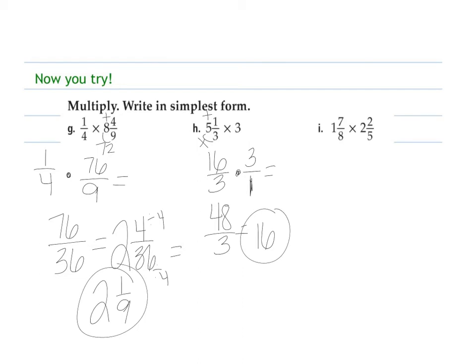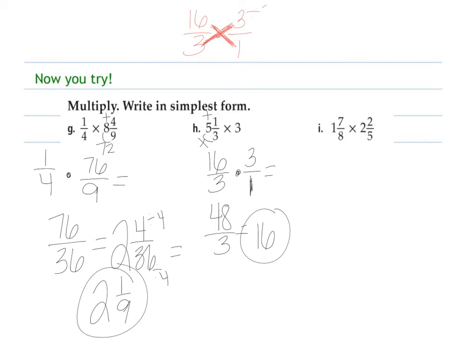We can look at this a different way. I'm going to rewrite this right up here. So 16/3 times 3 over 1. If I look at my diagonal numbers, so it's basically like our cross products, I can see that 3 and 3 can both be simplified, meaning they can both be divided by the same number, which is 3.